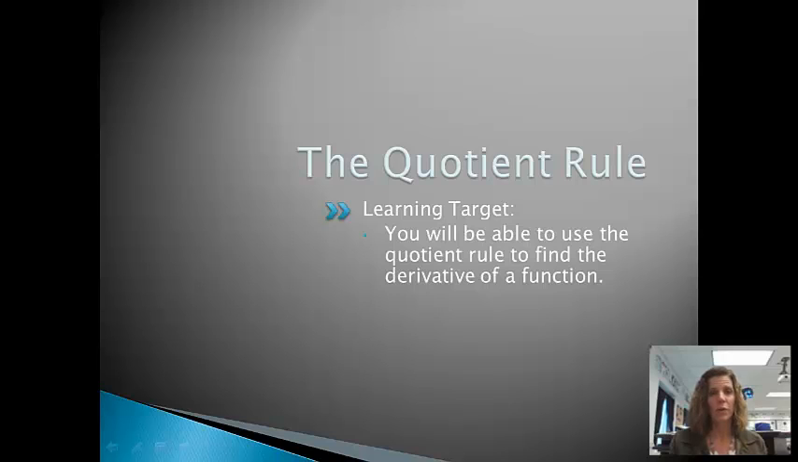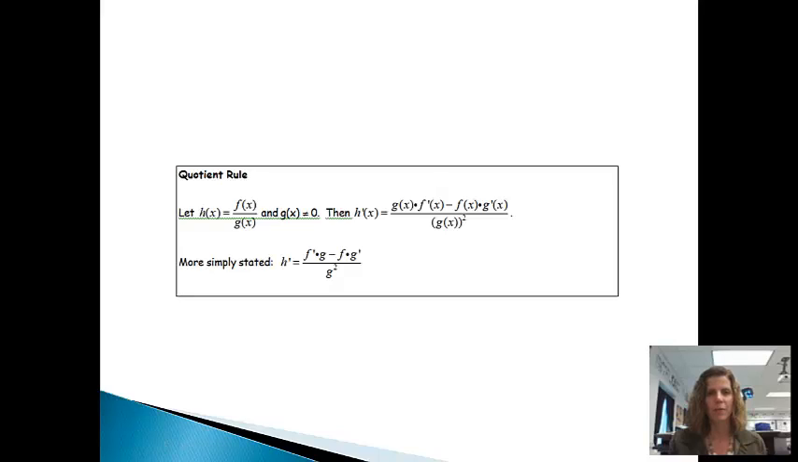Right, so far we've learned the sum and difference rule, the constant rule, the power rule, the product rule, and now we have the quotient rule. At the end of this lesson, you'll be able to use the quotient rule to find the derivative of a function.